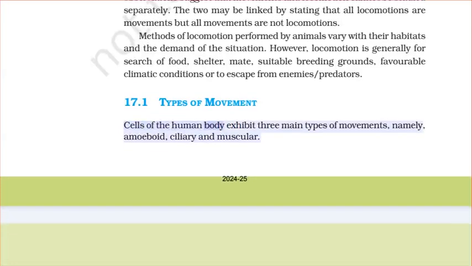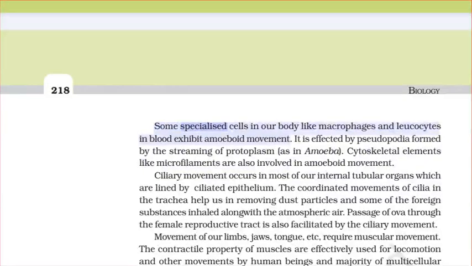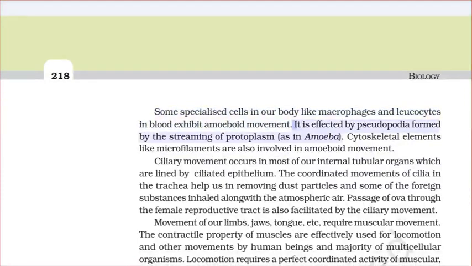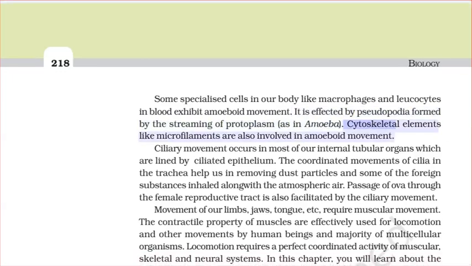Types of movement. Cells of the human body exhibit three main types of movements, namely amoeboid, ciliary, and muscular. Some specialized cells in our body, like macrophages and leukocytes in blood, exhibit amoeboid movement. It is effected by pseudopodia formed by the streaming of protoplasm, as in amoeba. Cytoskeletal elements like microfilaments are also involved in amoeboid movement.